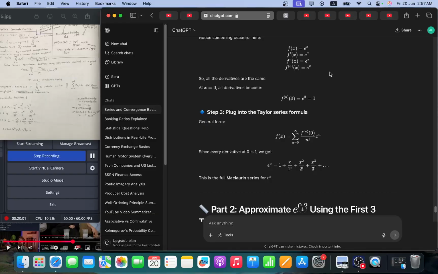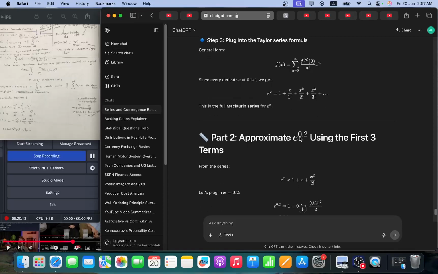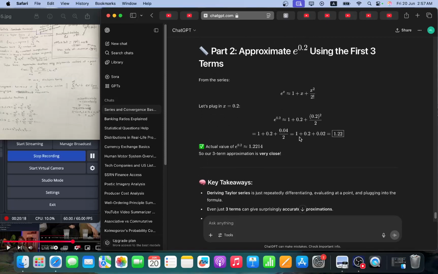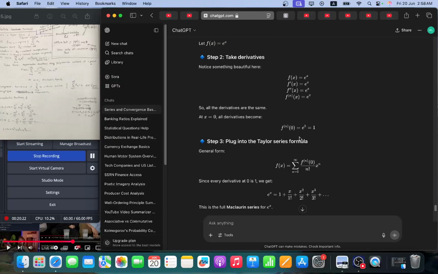So plug into the Taylor series formula. The general form is this one. Since every derivative at 0 is 1, we get this one, this one, this one, this one. This is the full Maclaurin series for e^x. And I want to do practice problems later and see how this works. We have JK Math, we have that professor, we have a few other playlists bookmarked so that we can know how to apply this in real time.